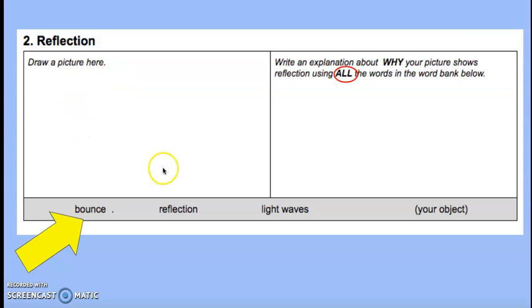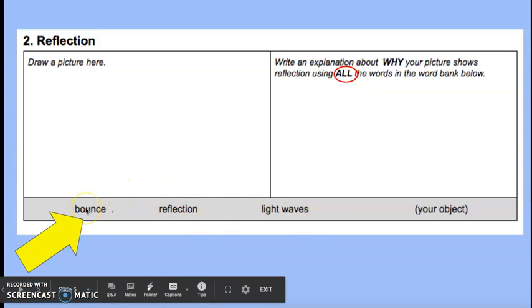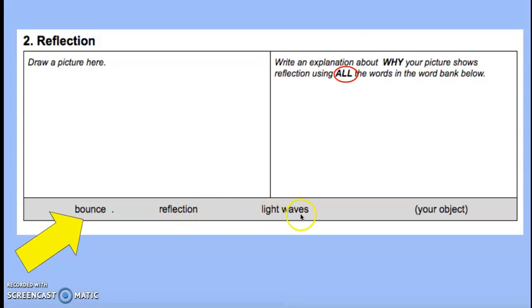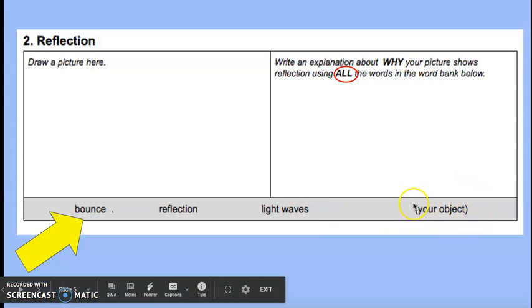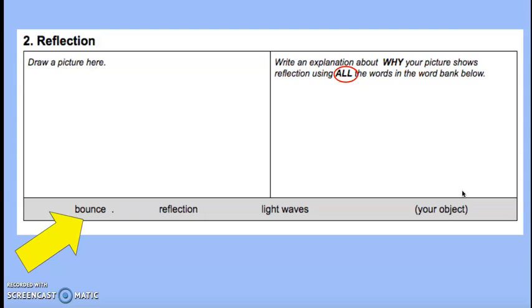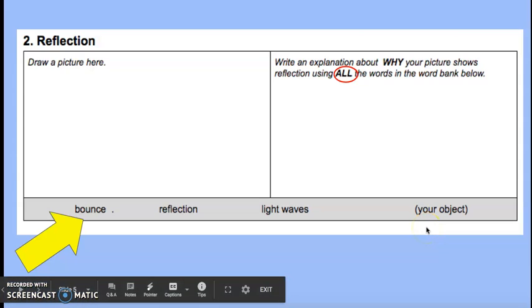You're going to draw a picture of it here and then explain why your picture shows reflection using all of the words below. You have to use the words bounce, reflection, light waves, and your object. What is your object that you're using to reflect? In science class, we used a mirror. Some of you used a toy car. Some of you used a pencil, and we did that lab. Okay? You need to choose a different object. Press pause, do your picture and sentence, and press play when you're ready to go on.